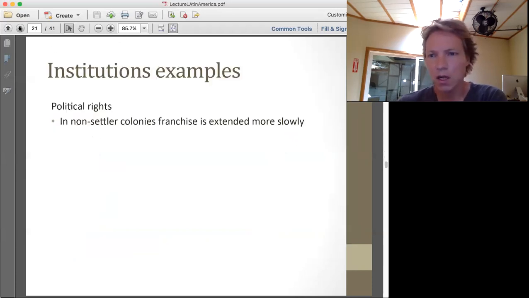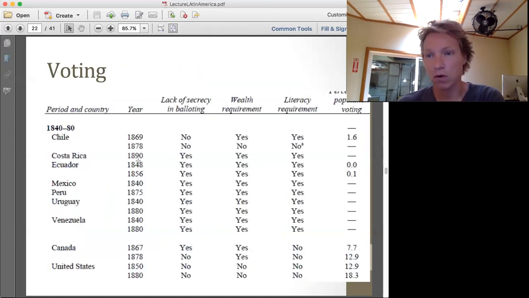Okay, political rights. Your settler colonies are going to have things that look like democracy. The voting franchise is extended. Basically the way you want to look at this is no is good. So no wealth requirement, meaning more people can vote. No literacy requirement. And there's a secret ballot. And you can look at that in the US and Canada, they basically have these things, and the franchise is extended much more than it is in most Latin American countries, Chile being the exception.